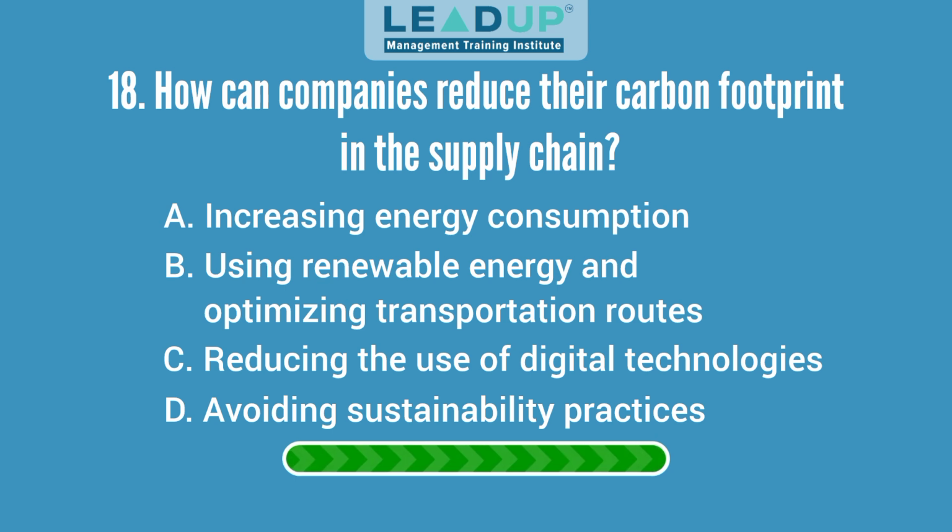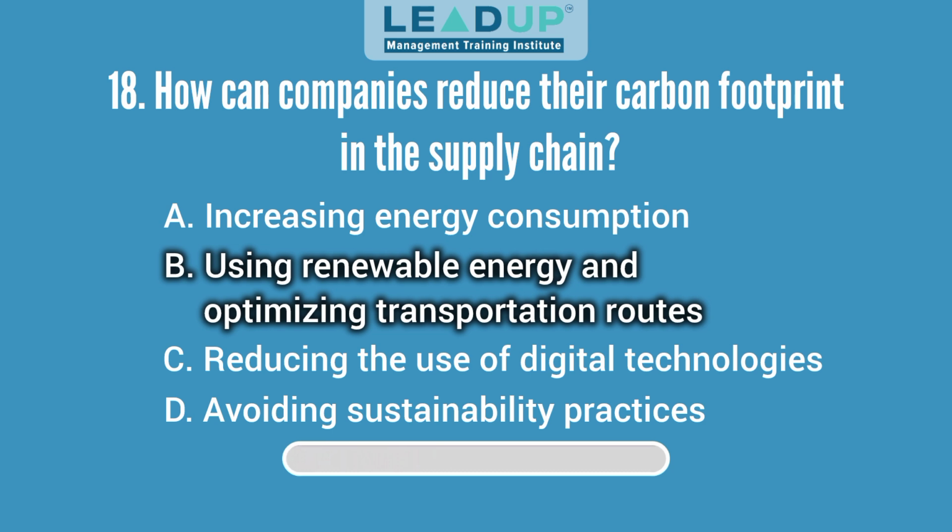18. How can companies reduce their carbon footprint in the supply chain? A. Increasing energy consumption. B. Using renewable energy and optimizing transportation routes. C. Reducing the use of digital technologies. And D. Avoiding sustainability practices. Answer: using renewable energy and optimizing transportation routes.